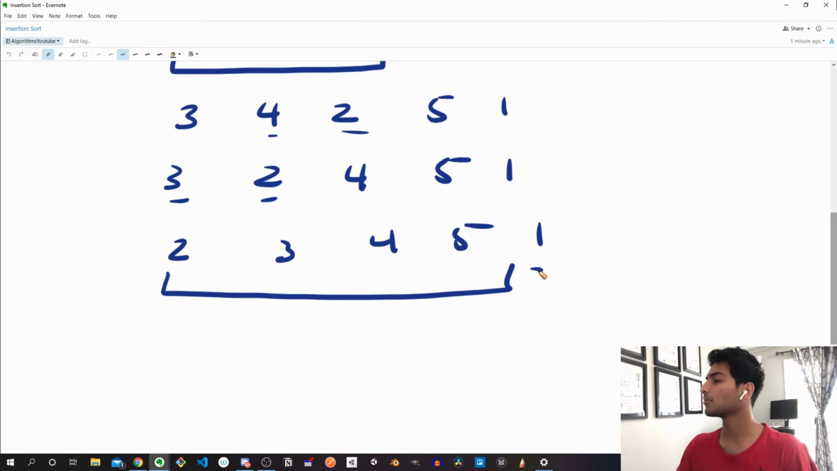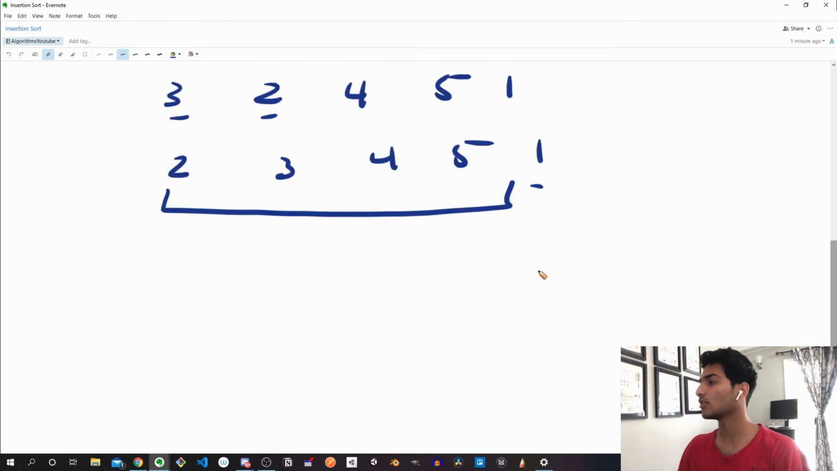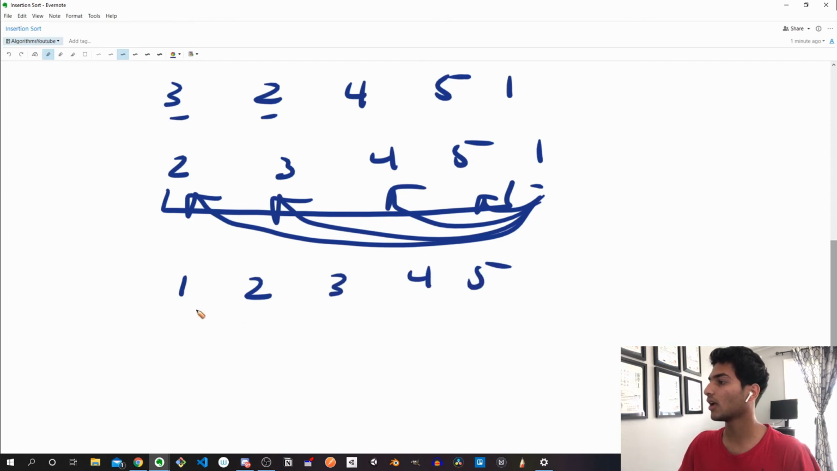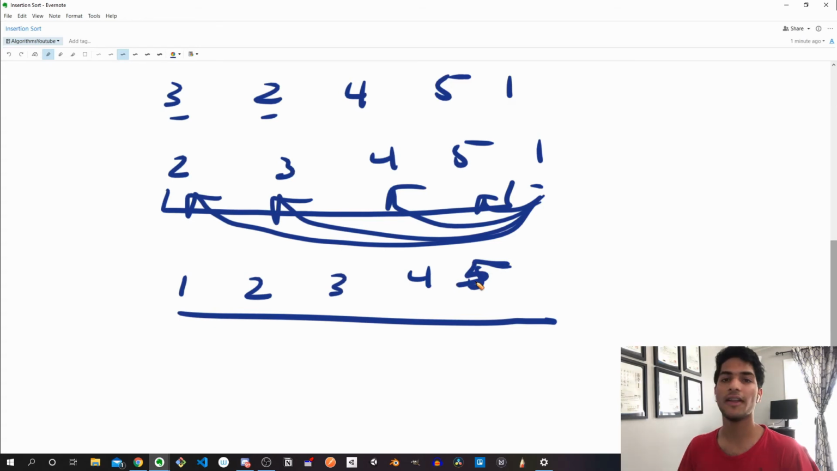And as you guys can probably guess, the last element that we look at is number 1. And without doing too many comparisons or talking about it too much, we know that 1 is less than 5, it's less than 4, it's less than 3, and it's less than 2. So we know that 1 will be moved all the way to the front of the array, so we get 1, 2, 3, 4, and 5. And now over here we have a completely sorted array.